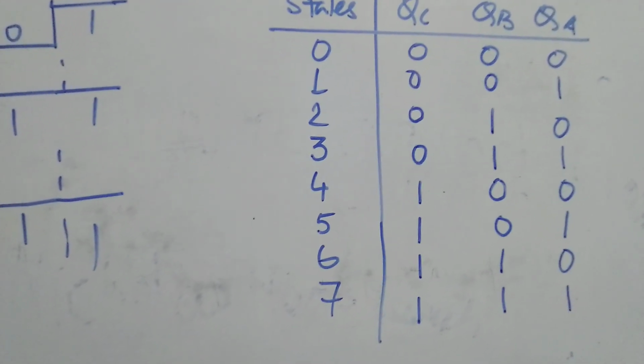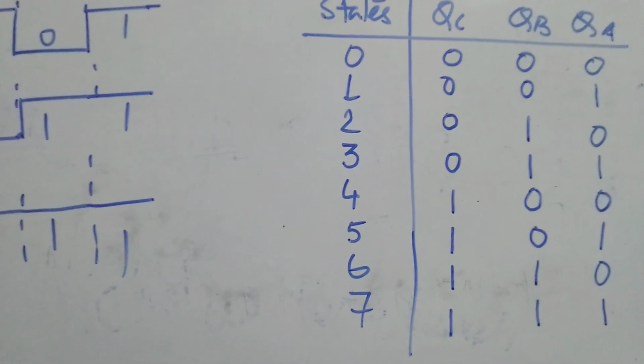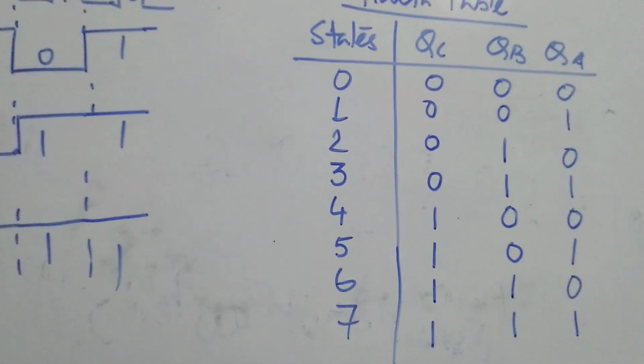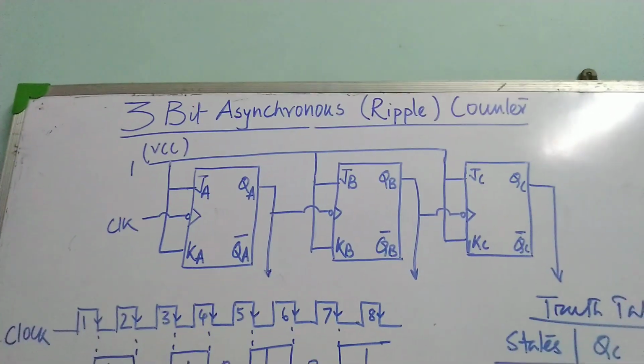So these 7 states clearly show that the counter counts in the up direction, and this is a 3-bit asynchronous ripple counter.